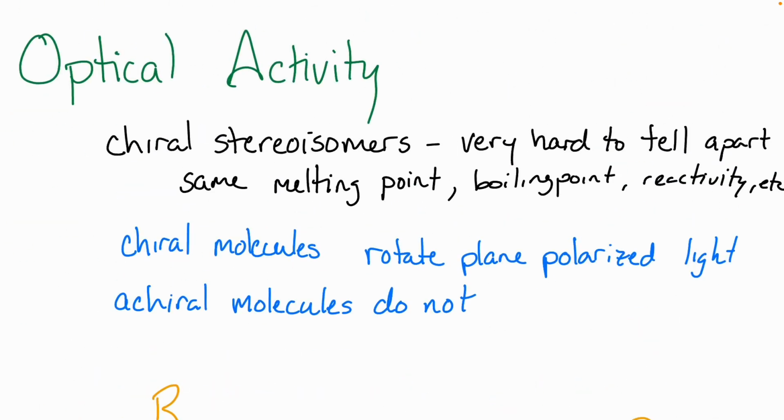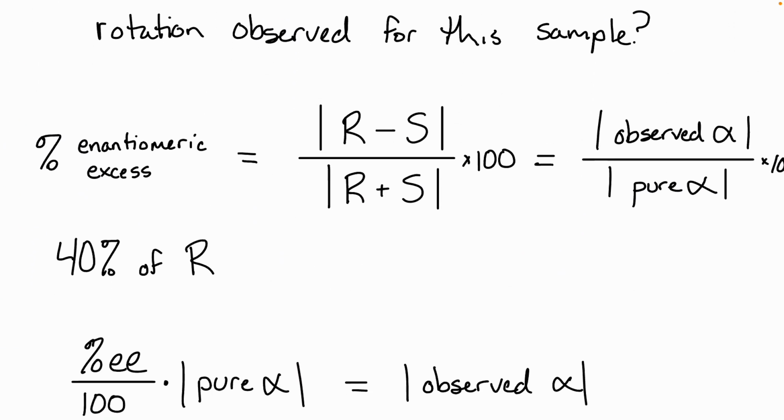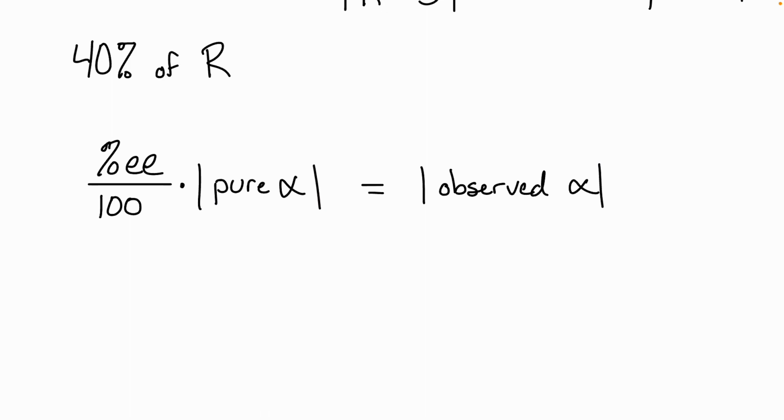All right, so we said that our pure sample was 23.1. We got this enantiomeric excess of 40. So 40 over 100 times that 23.1 gives me 9.24.